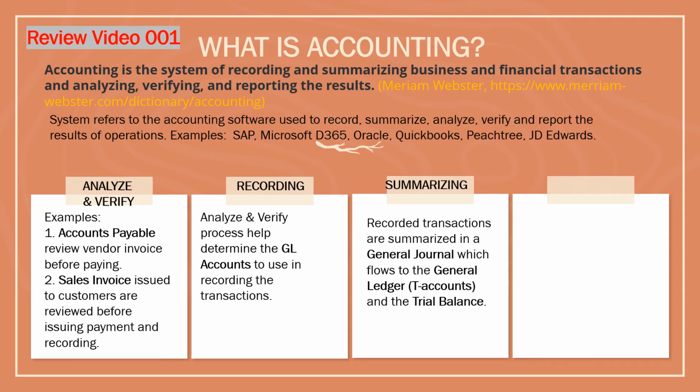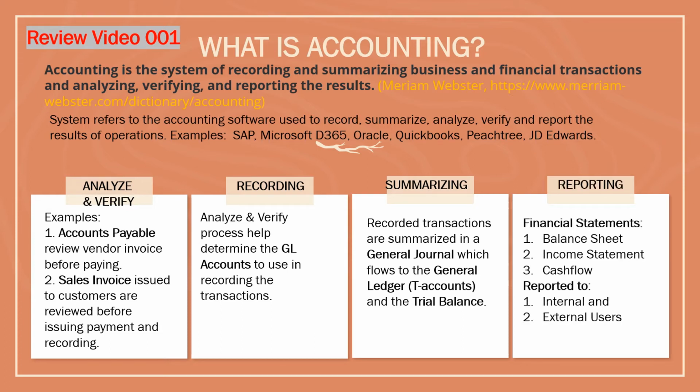And then once that's done, we go to summarizing. Recorded transactions are summarized in a general journal, which flows to the general ledger, or in a general ledger, you'll see T accounts, which I'm going to be showing you in a few minutes. And then it goes to the trial balance.